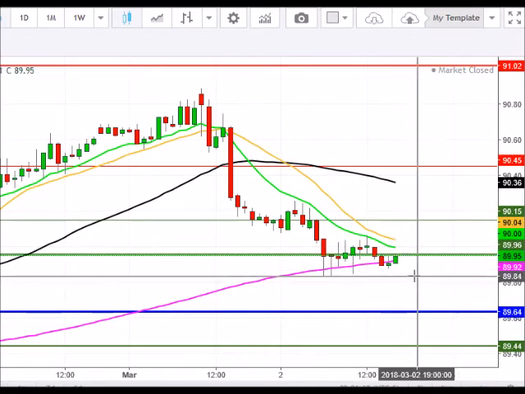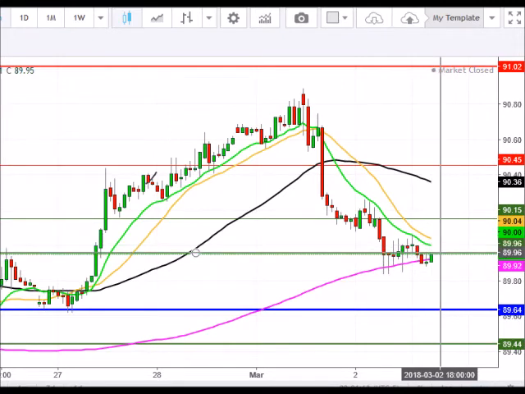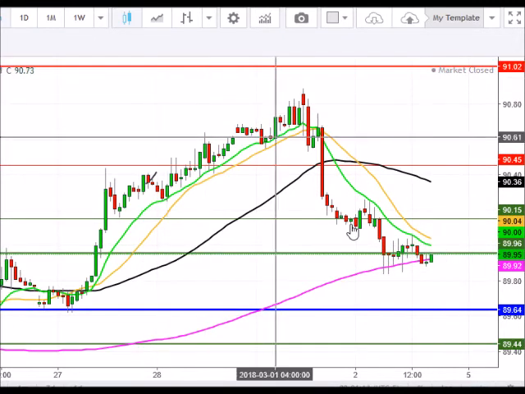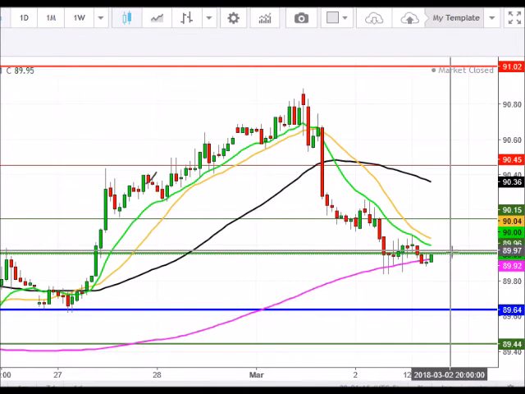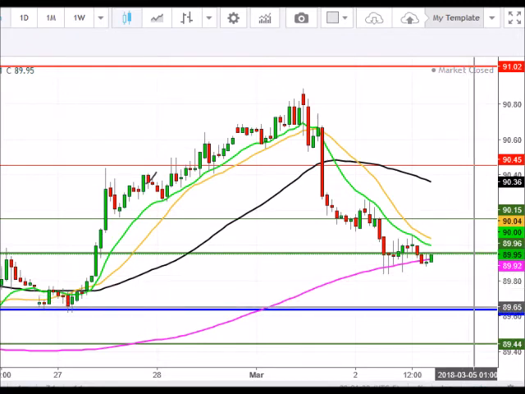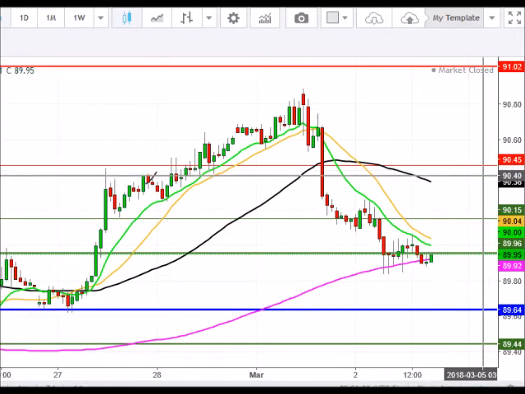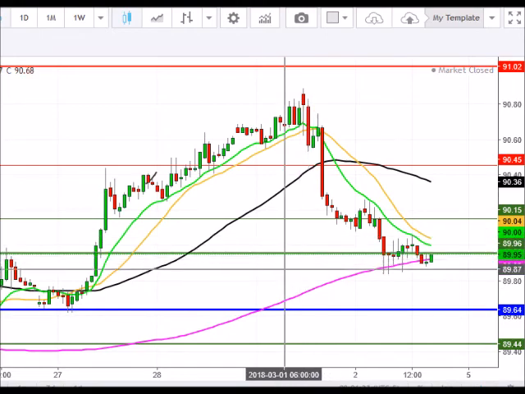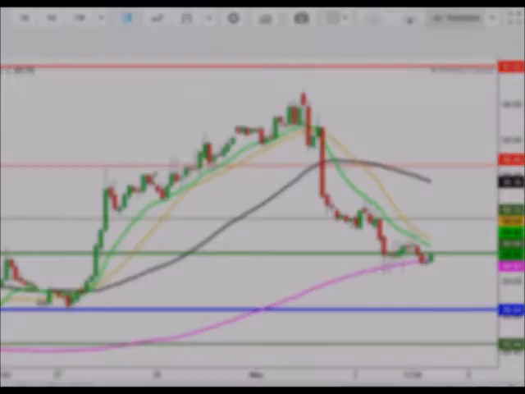We are right on that 200. If we're unable to crack this, and again, this is the hourly time frame, if we are unable to crack back above the 90 level, then we are looking at coming back down to test the support and then trying to make that move back up higher. So we'll see how it all plays out, but in either case, the dollar is still looking quite weak.